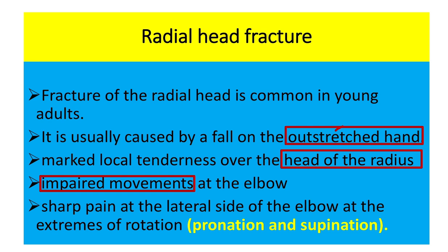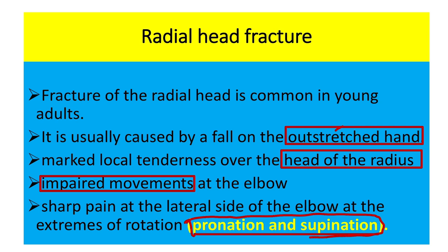But we have to look at the other examination findings also. There is marked local swelling over the head of the radius. There is impaired movement at the elbow, that means loss of movement at the elbow joint. And what occurs? Sharp pain at the lateral side of the elbow, and extreme rotation is lost. That means pronation and supination are lost. So when pronation and supination are lost in this condition, it is a radial head fracture. This is the key point: pronation lost, supination lost.